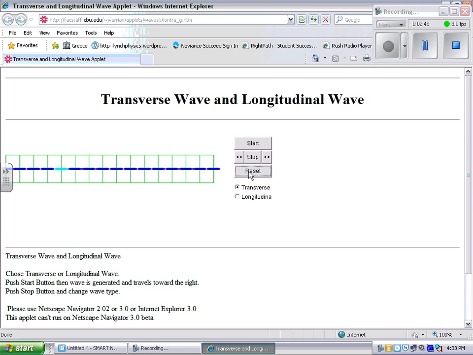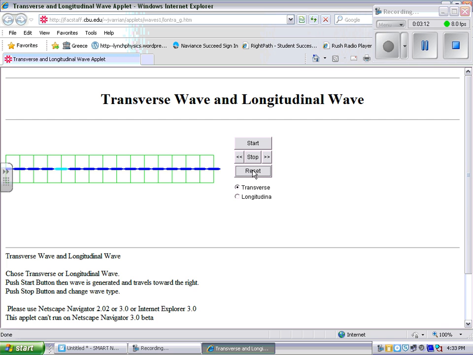So for my transverse wave, when I start this out, there's going to be energy coming from the left and moving to the right. And if you just look at the lighter colored particle in here, you're going to see that it just goes up and down as the energy goes through. So I hit start, and the particles are moving up and down. The particles themselves aren't moving to the right, they're just vibrating up and down.